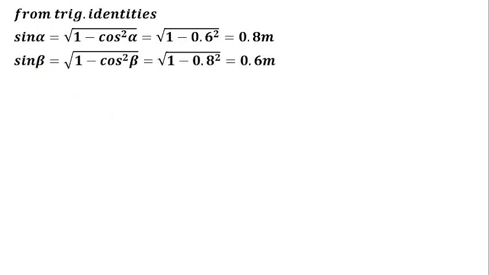So sine beta is also equal to the square root of 1 minus cos squared beta. Our value of cos beta, we got that in the previous slide, that is 0.8, squared. So if you simplify, that gives us 0.6.